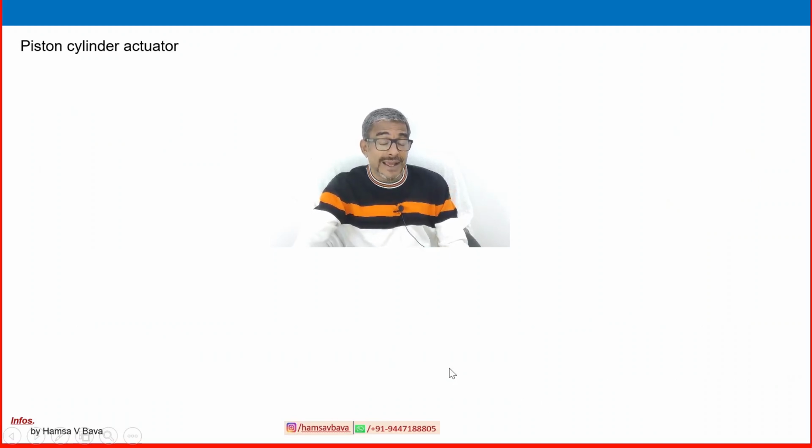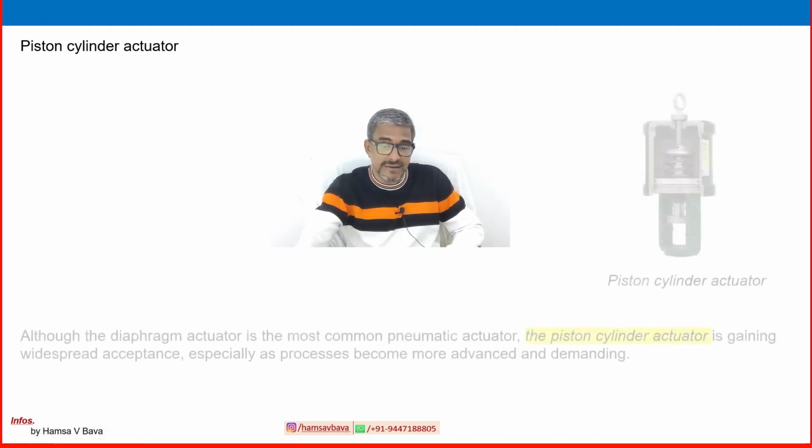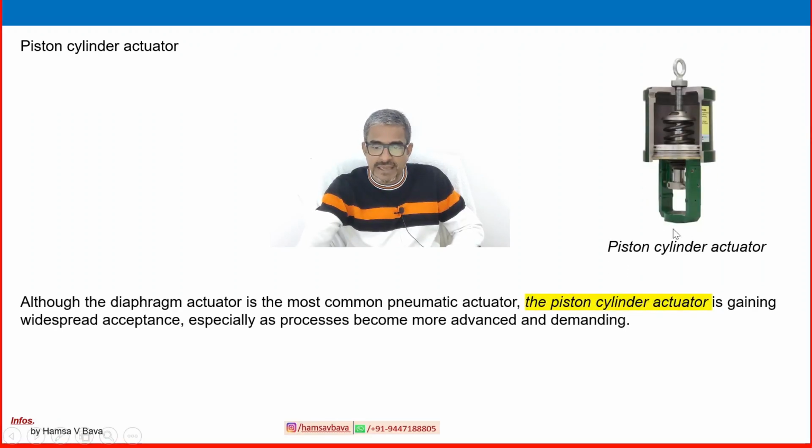Another commonly used actuator is the piston cylinder actuator. Let us see the construction, definition, importance, how it works, and advantages and disadvantages, if any. So this is the piston cylinder actuator. Although the diaphragm actuator is the most common pneumatic actuator, using compressed air, the piston cylinder actuator is gaining widespread acceptance, especially as processes become more advanced and demanding.